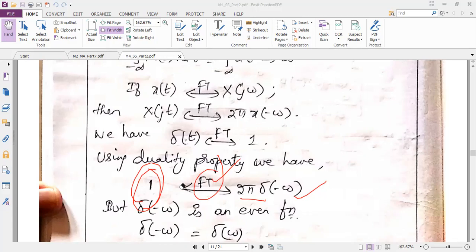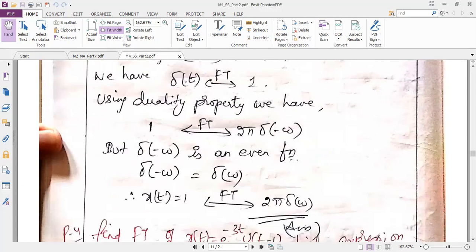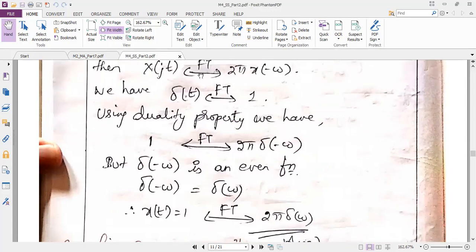See, this question they may ask for 6 marks. So directly we cannot write the answer. So we are just writing all these standard formulas, and finally with the help of all those formulas, we will get the answer as 2 pi delta of omega. That is the thing I am going to do.